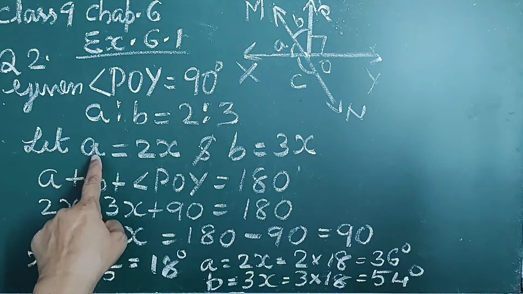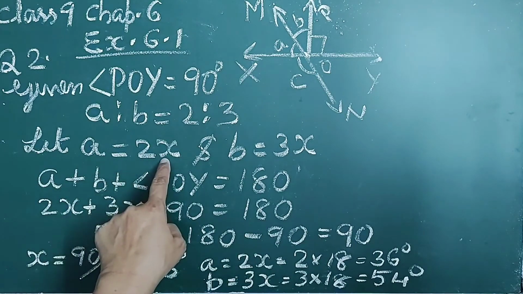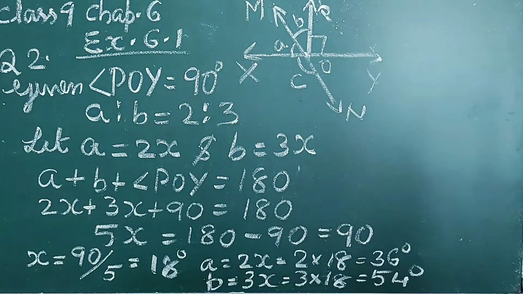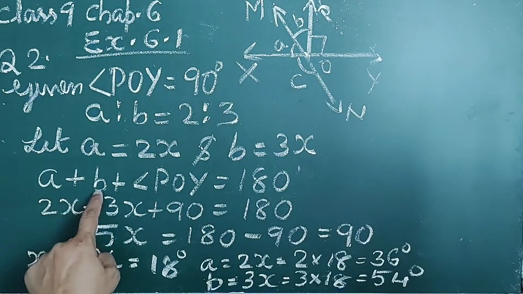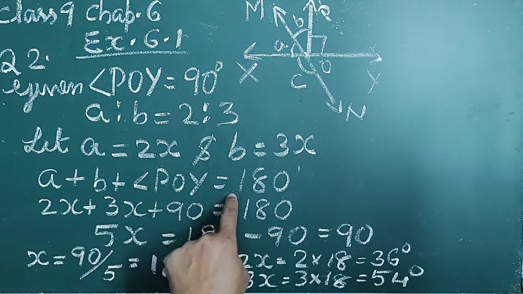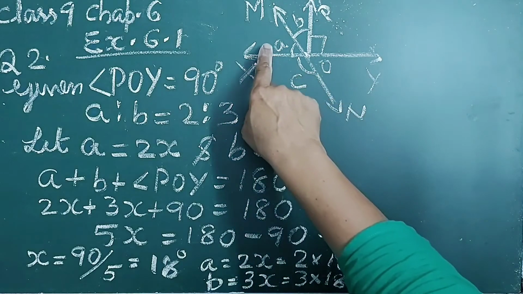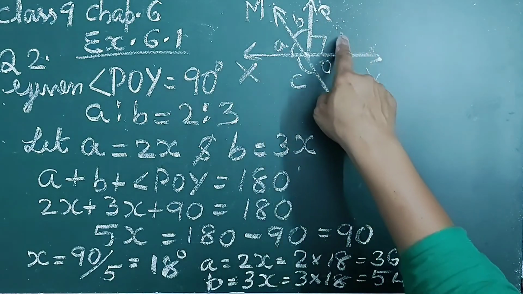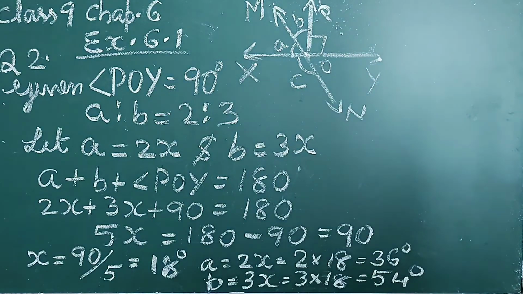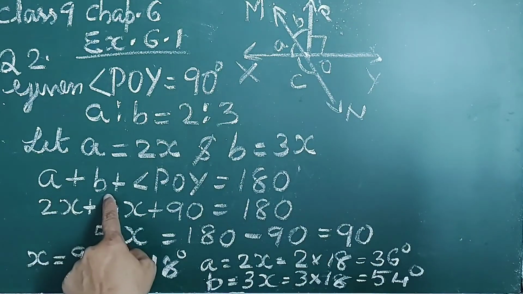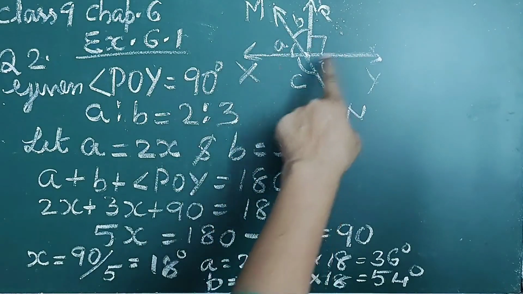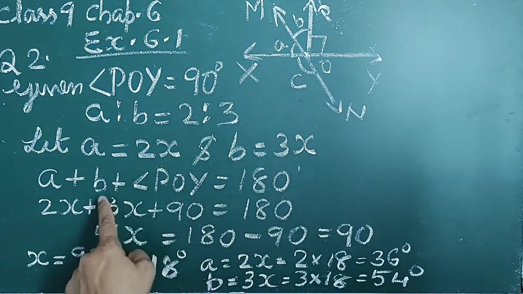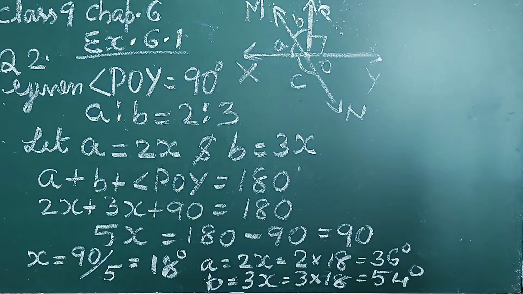Let us consider angle A equal to 2x and B equal to 3x. A plus B plus angle POY equal to 180 degree, because all these three angles are on the same line XY. So, their sum equal to 180 degree.